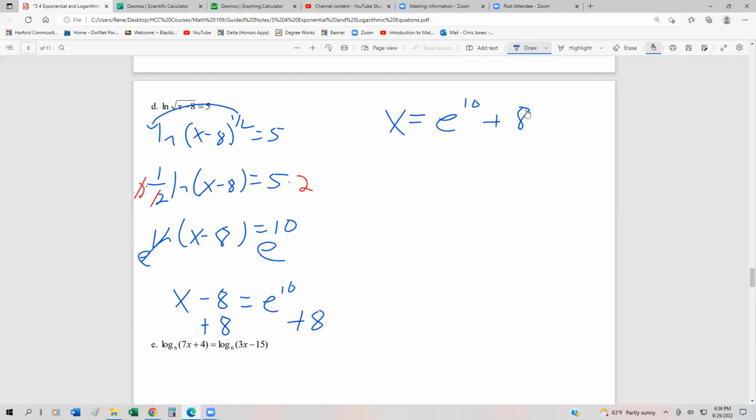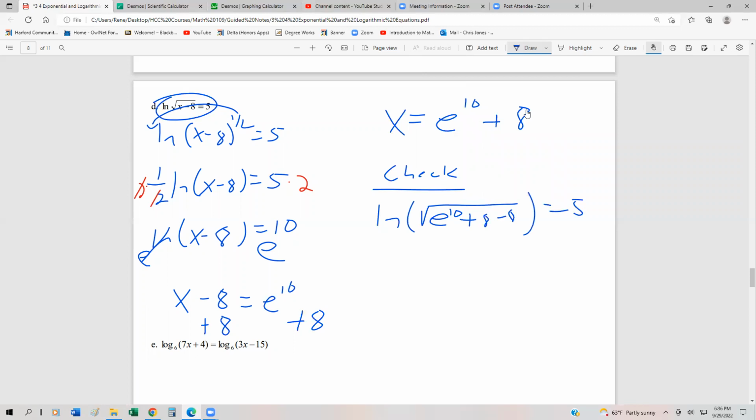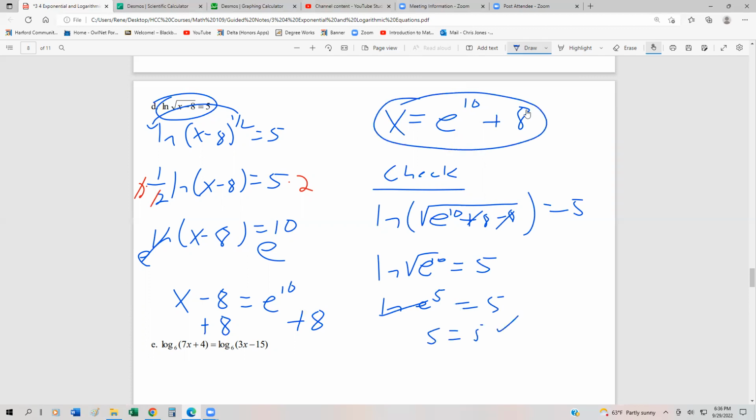Now, if we were to substitute that back in, that would make a lot of sense. So just to check this one really quickly, that becomes the natural log of the square root of e to the 10th plus 8 minus 8 equals 5. Those 8's cancel out. We have the ln of root e to the 10th equals 5. We know the square root of e to the 10th is going to be e to the 5th, and then the ln of e to the 5th, so 5 equals 5. All right, so that is in the domain. And that was just a really quick one to check.